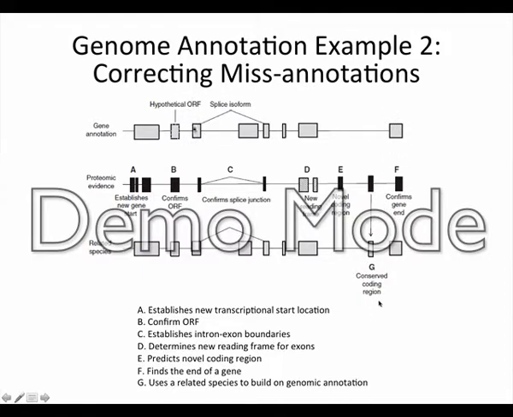And then in G, we can see in a related species, we find this novel exon here, but in another related species, we actually see that that's conserved, so that makes sense. So this is obviously not a real example, but just showing all of the things that proteogenomics can do in terms of genomic annotation.